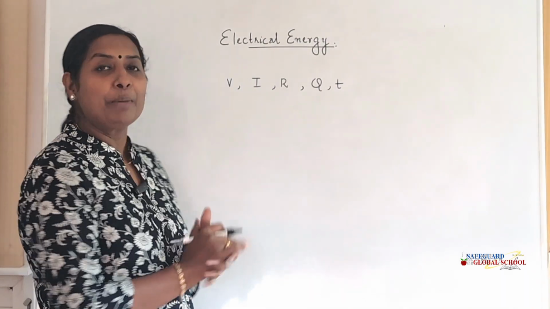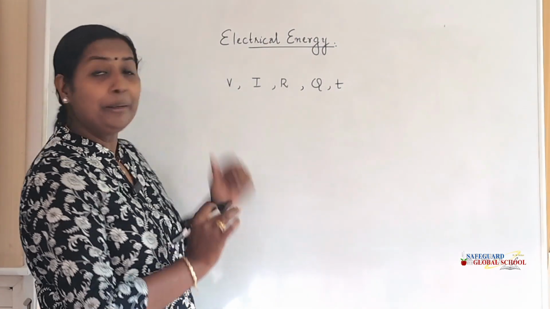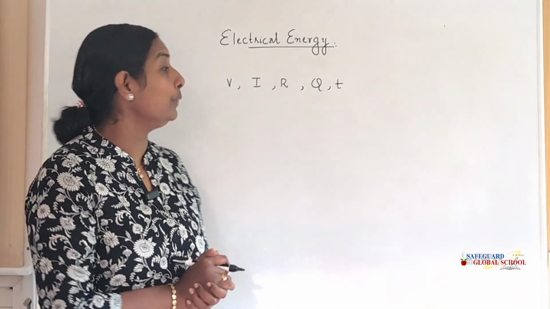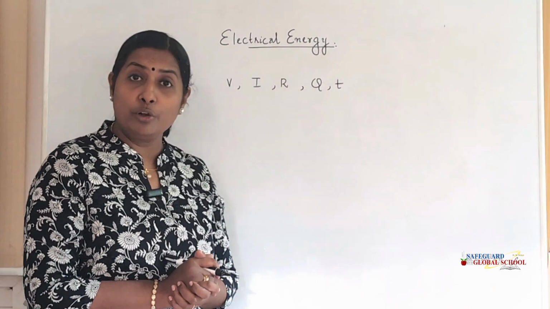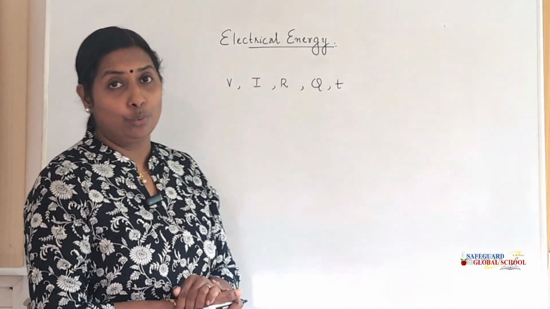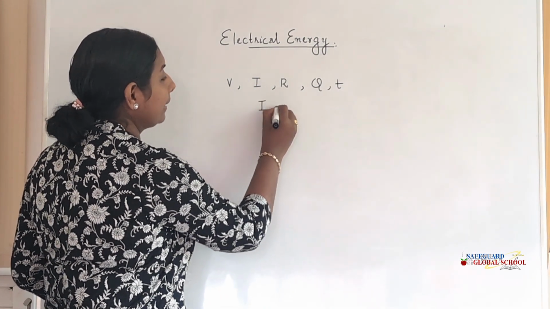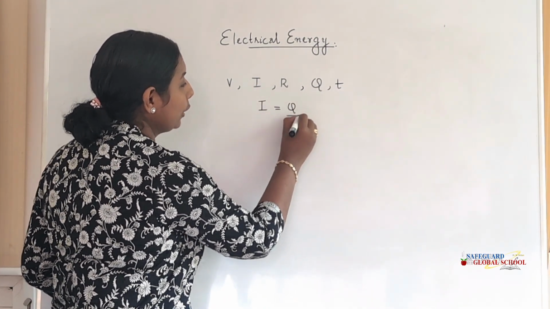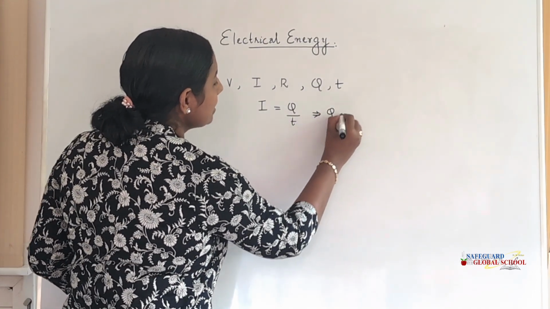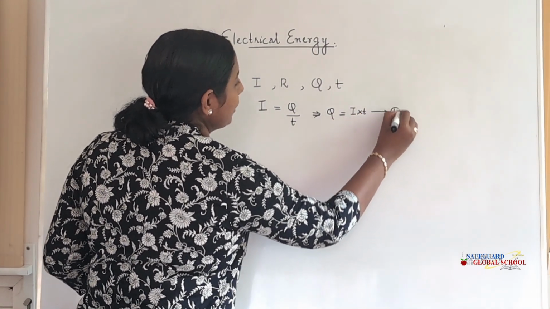Let V be the potential difference that is applied in a circuit, I be the current flowing in the circuit, R is the resistance in the circuit. Then Q be the amount of charge flowing in the circuit in a time t. So let us imagine such a circuit. So the first equation that you can write is, the current is Q by T, or Q is I into T. Let this be the first equation.